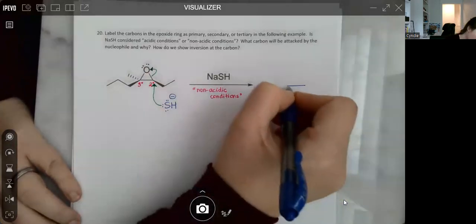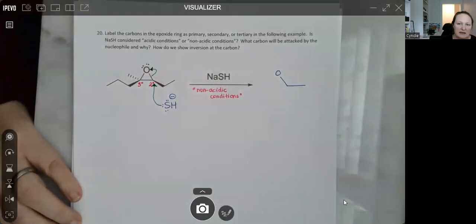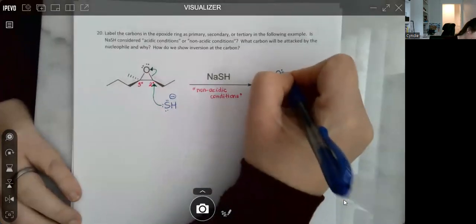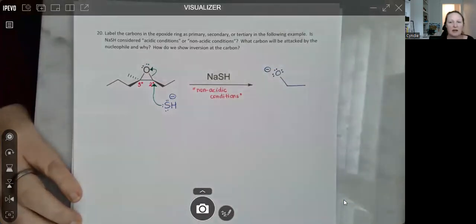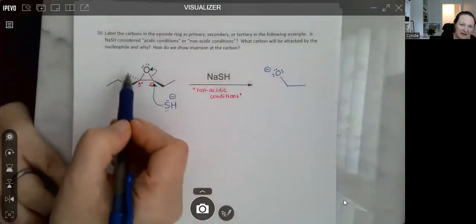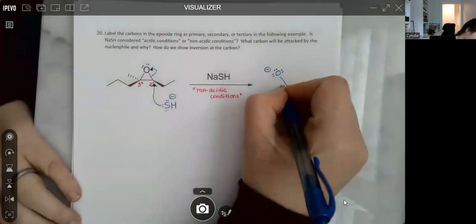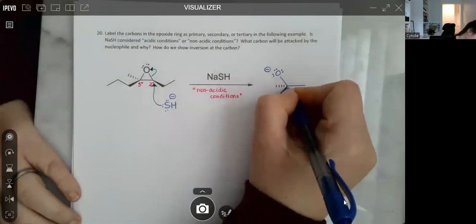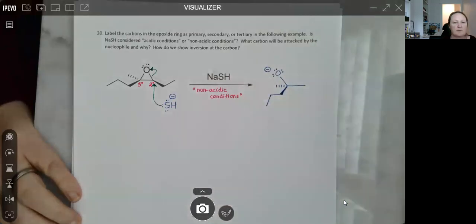So I draw the O. I guess I'm just going to draw immediately what forms after, so I don't confuse anybody, and then we'll draw the product after the workup. So again, because this is a dash, we want to keep it a dash. This is a wedge, we want to keep it a wedge. So we're going to go down, and then 1, 2, 3.